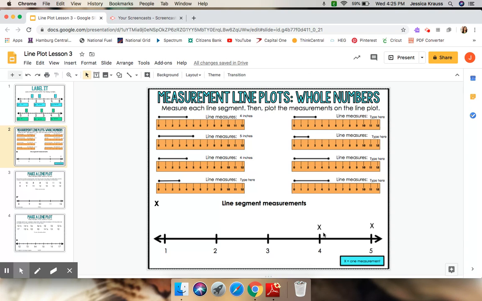Now, I already have 1 above the 4, so I need to make sure when I take my x, I plot it right above as neat as I can, because I want to stack them going nice and neat up as we go. All right, so you only have a few more left on this slide. Go ahead and measure the line, type in your answer how long it is, and then plot it on your line plot with the x.